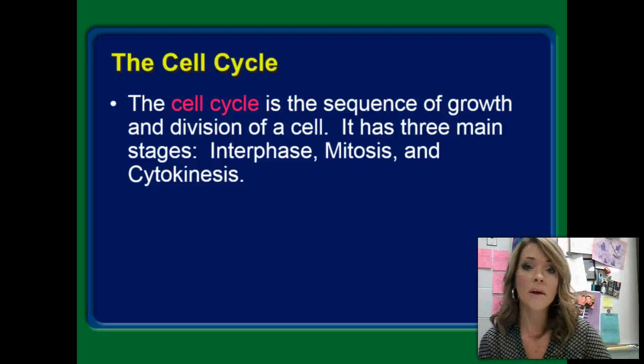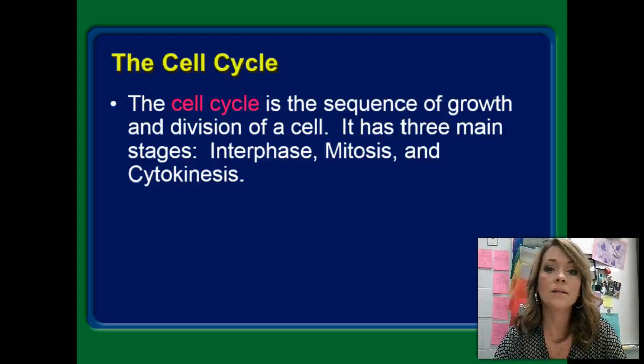Okay, today we're going to talk about the cell cycle, and the cell cycle is the sequence of growth and division of a cell. It has three main stages. The first stage is interphase. The second main stage is mitosis, and mitosis is divided into four different parts, and then we have cytokinesis.